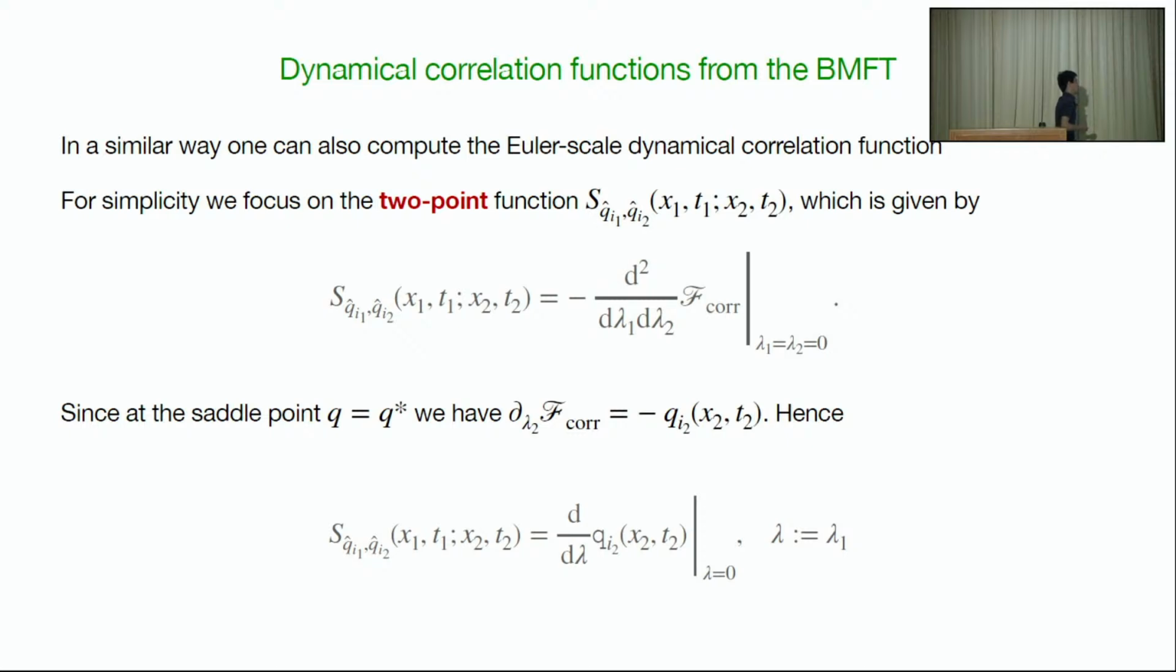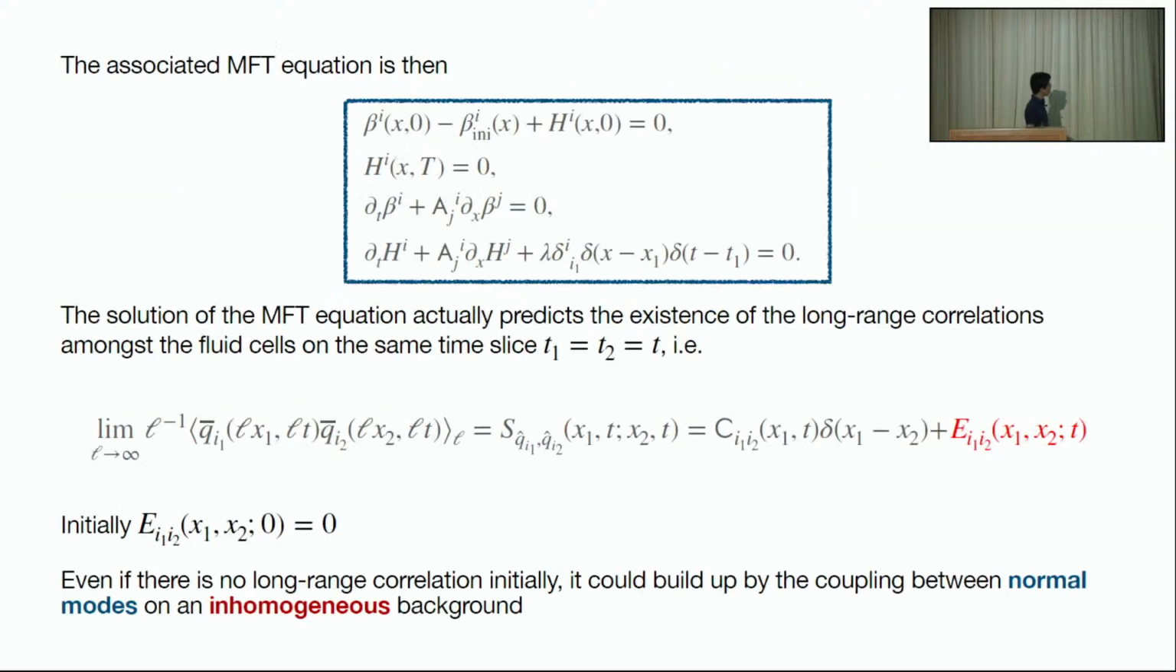But what we are really after here is the dynamic correlation function, which is, okay, for simplicity, let's focus on the two-point function. And this is given in this way. And again, by doing some simple manipulations, you realize that it's also written in this way. So we have to evaluate this. And Q star is going to satisfy this BMFT equation, which is slightly different from the current fluctuation case, because obviously we are talking about a different kind of object.